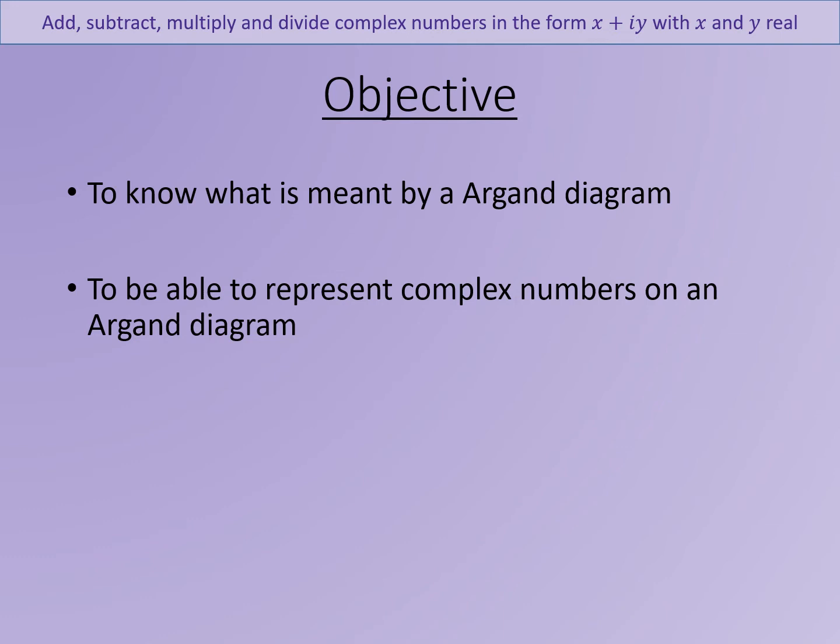So in this lesson, we're going to look at how to represent complex numbers on the complex plane. We're going to look at a diagram called an Argand diagram. Just to note, the word Argand has got a capital A. That's because it's named after the mathematician who developed this type of diagram.